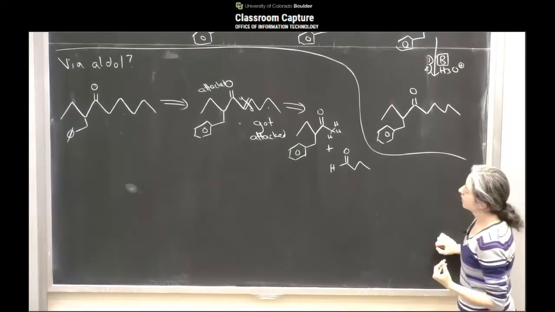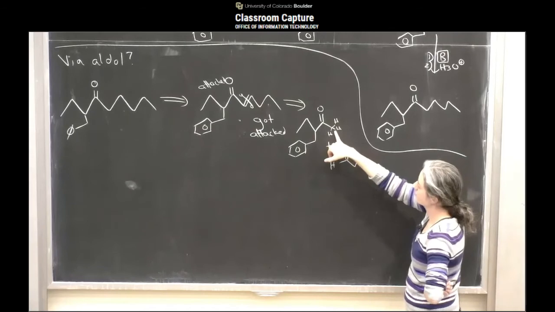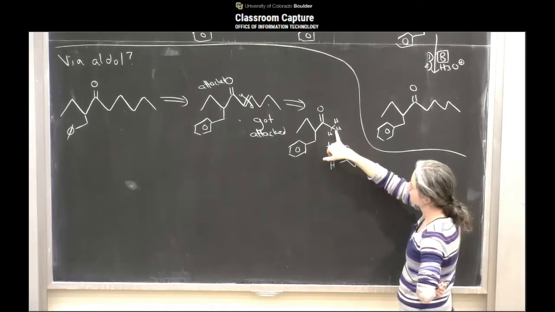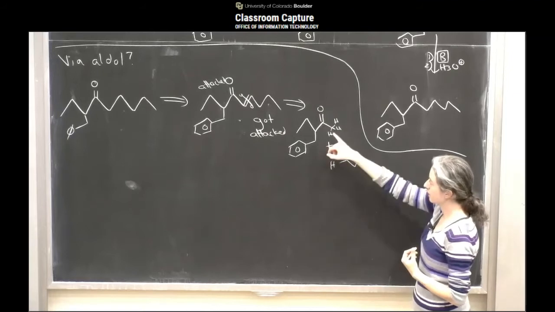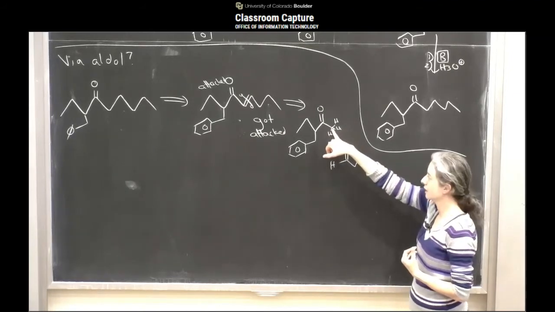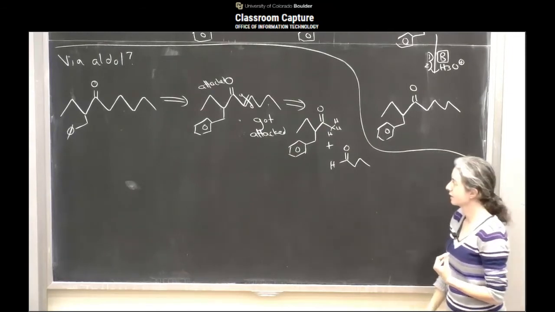So, would this work as a setup? So this one is going to have to be the kinetic enolate because it's on the less substituted side. So yeah, we can manage that with LDA. We bring in LDA, it deprotonates out here. And then this one looks pretty attackable. It's an aldehyde. So yeah, that would work as a pretty good setup.